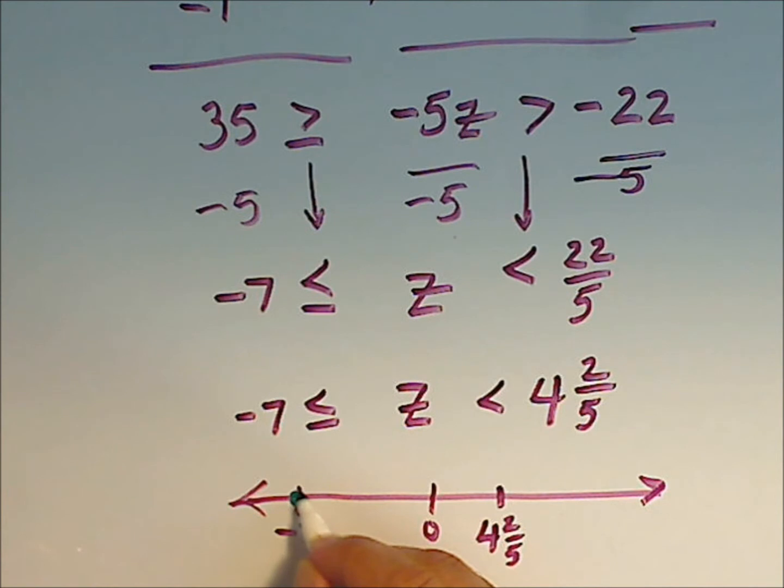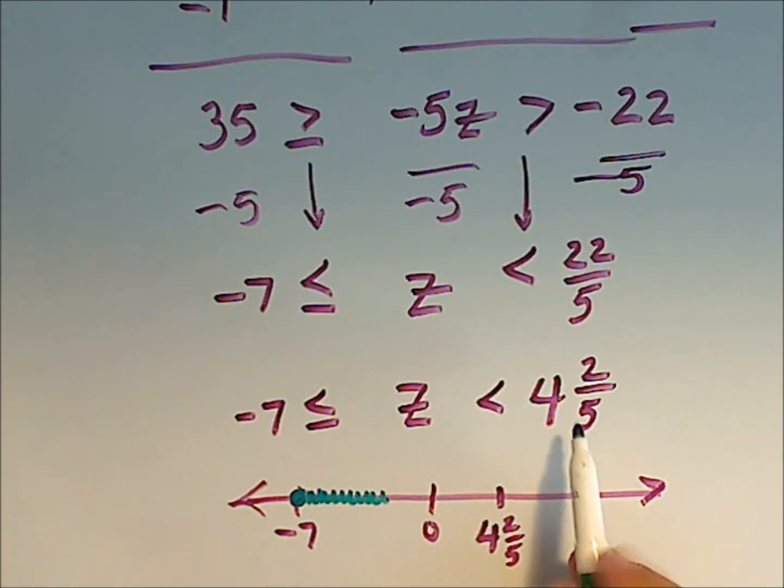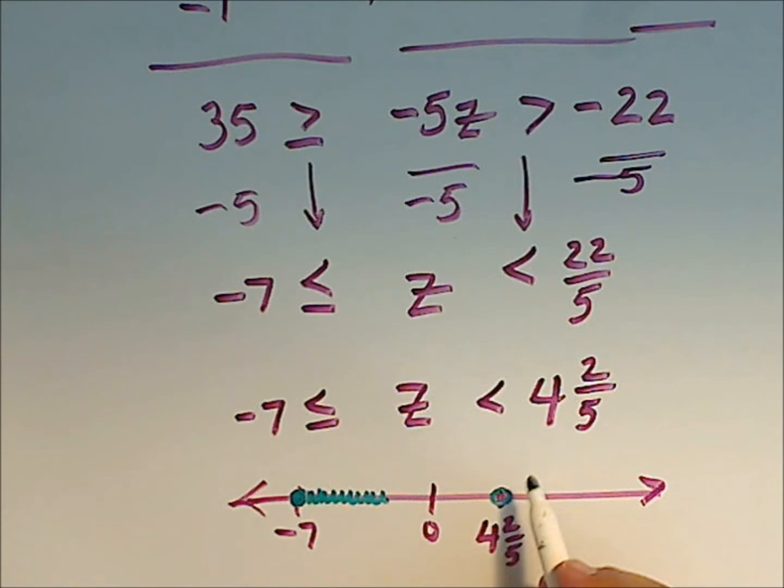So since it's an or equal to, we'll have a solid dot. And z's got to be bigger than that. And we're going to have an open dot here. And I'm going to give it a little erasure just there so you can see it better. And z must be less than this. As I said, normally when we write these compounds, they're ands. And we have the little connecting rod.